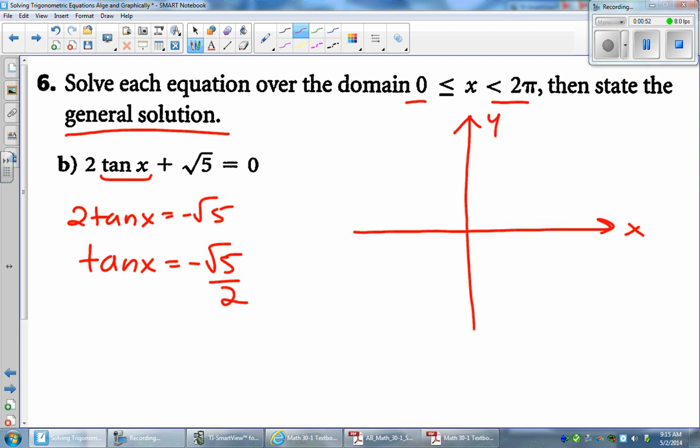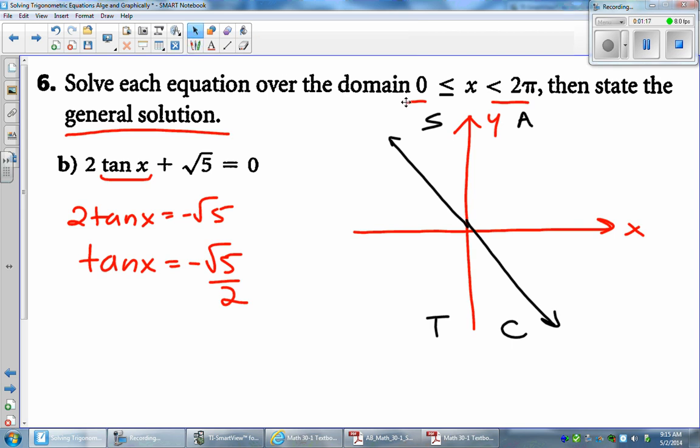Now, our tan ratio here is negative. So using add sugar to coffee, we need to identify where we could have our solutions. Using add sugar to coffee here, or the CAST rule, our tan ratio will be negative in 2 spots. It's going to be negative in quadrant 2 and in quadrant 4. What's really special about these two angles is they'll also have the same reference angle.